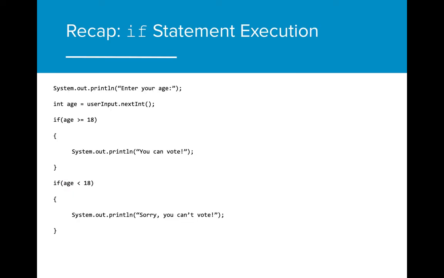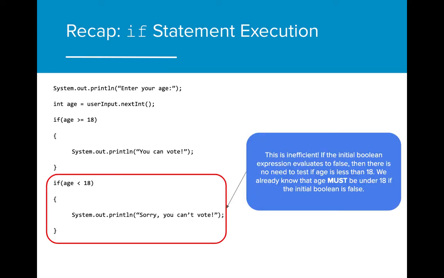We created a program to respond to users depending on whether or not they are the appropriate age to vote. However, this program could be written much more efficiently. The second if statement that we include in this program is actually unnecessary. This is because the first if statement tells us all we need to know about the variable age. If the first if statement evaluates to false, then there is no need to include a second if statement. We know that age is false, so testing it again is just an extra task we don't need.